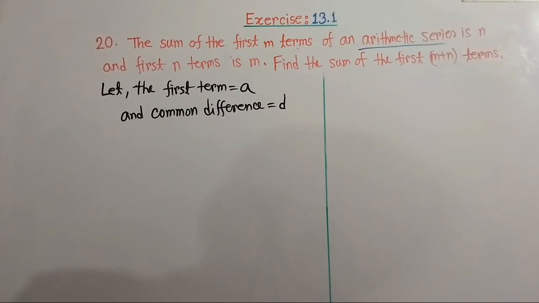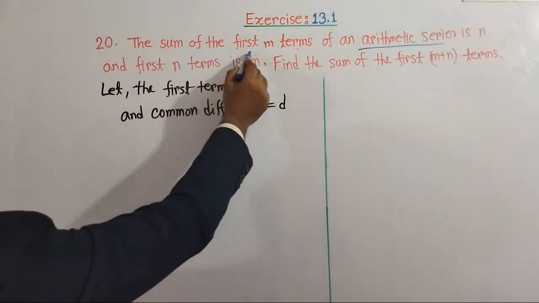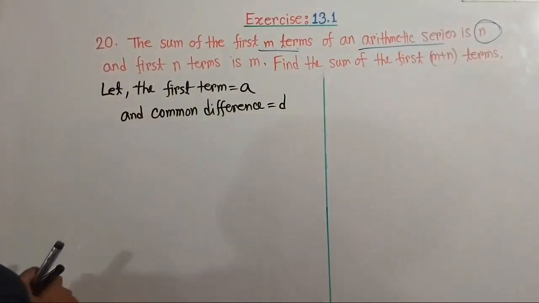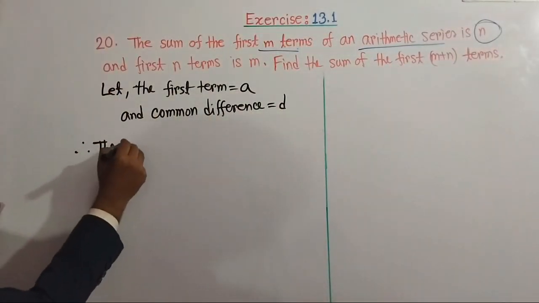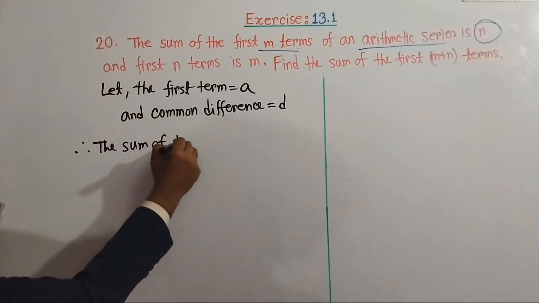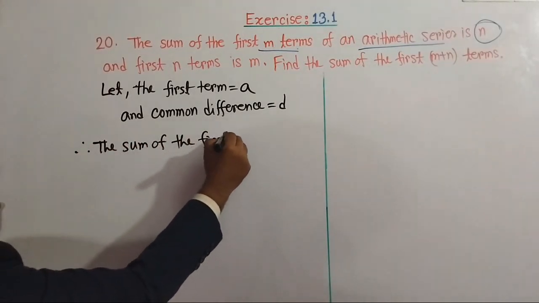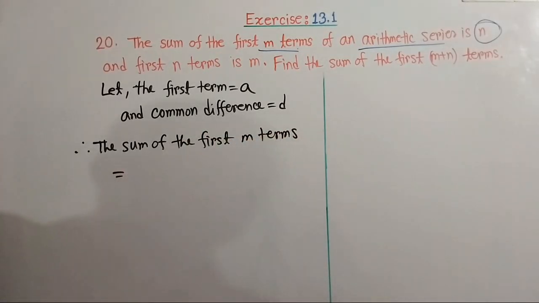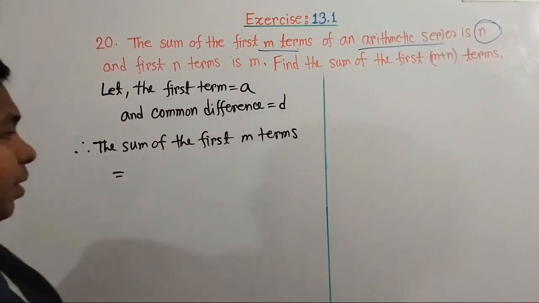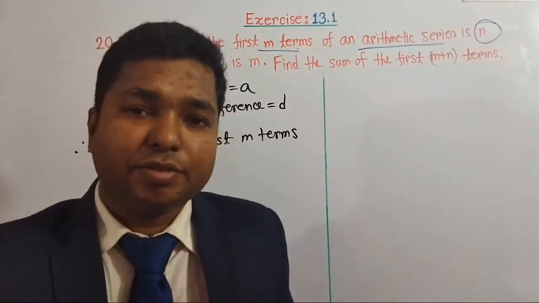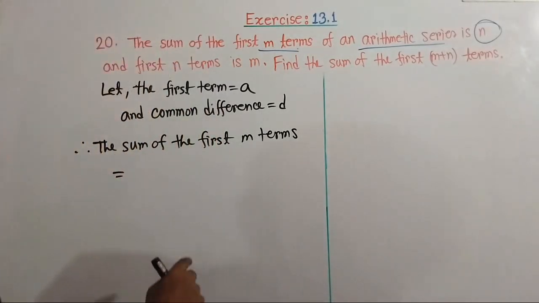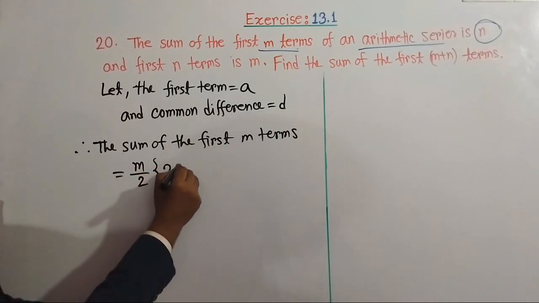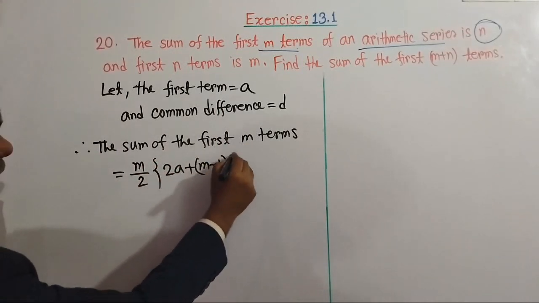Now our first given value: the sum of the first m terms of an arithmetic series is n. So the sum of the first m terms is equal to, as you all know, the formula n by 2 into 2a plus n minus 1 into d. Here the number of terms is m, so m by 2 into 2a plus m minus 1 into d.